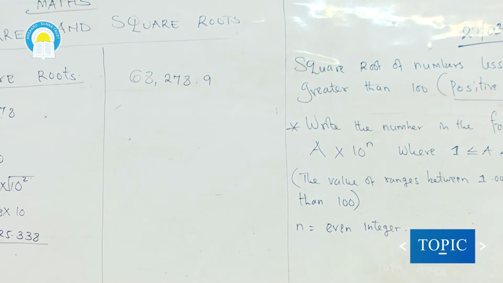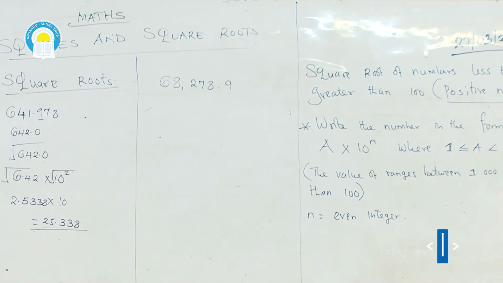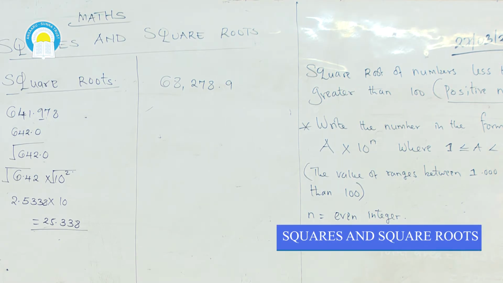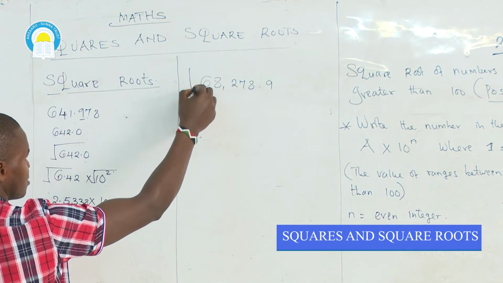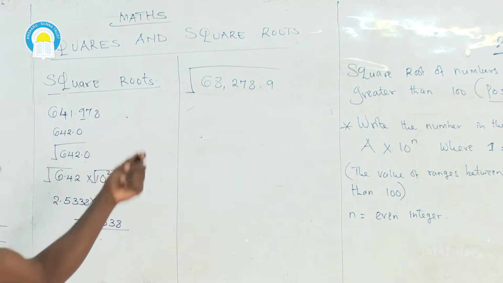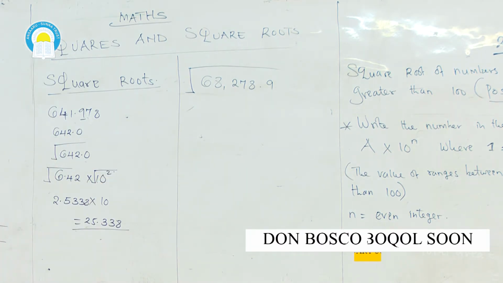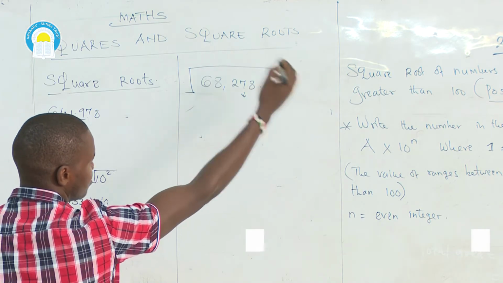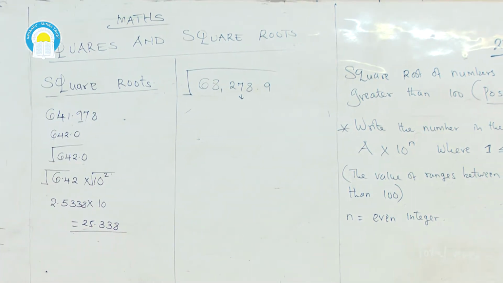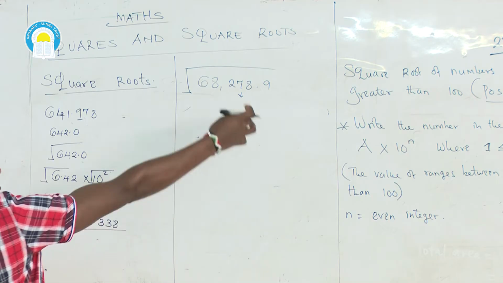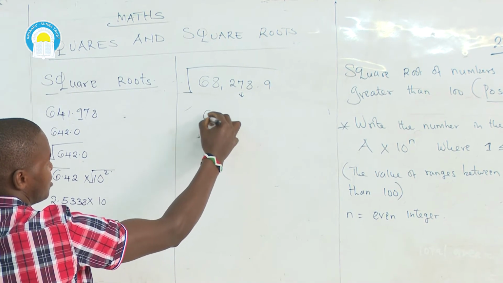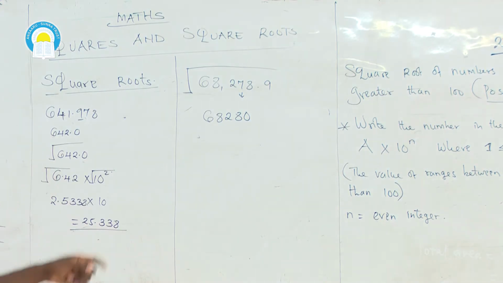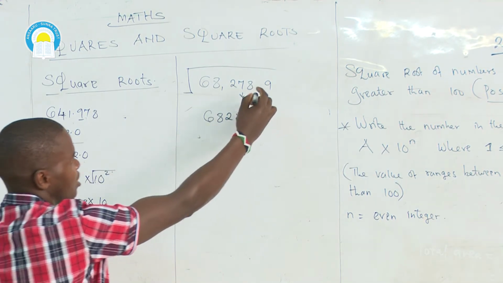One more example, we have 68,278.9. You are supposed to find the square root of this. So what you do, write the number first of all to 4 digits. This is 1, 2, 3, 4. This is more than what? It's more than 5. So this increases by 1. It becomes 68,280. You have to add the 0 in place of what? In place of 8.